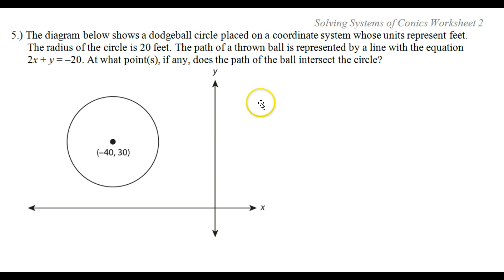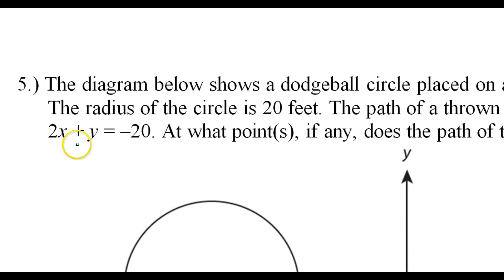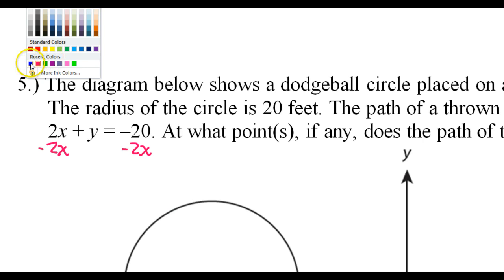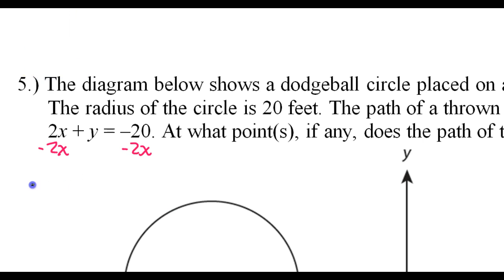equation of that line. So looking at the equation of the line given, let's get y by itself by subtracting 2x from both sides. So that's going to give us y equals negative 2x minus 20.